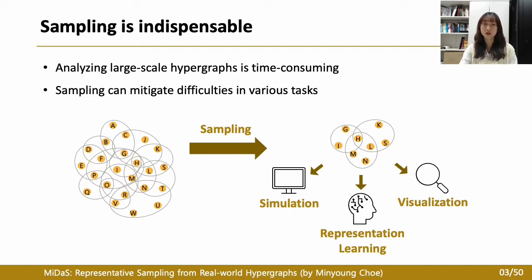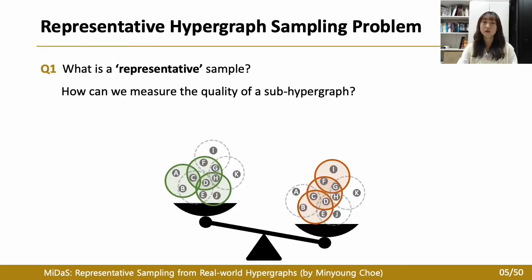For example, if a small but representative sample of online group interactions can be used, simulation of information cascade can be run in a shorter time. Such a sub-hypergraph can also be used to mitigate the difficulty in visualizing a large hypergraph or as a way to train hypergraph neural networks. Thus, in this paper, we introduced the representative hypergraph sampling problem.